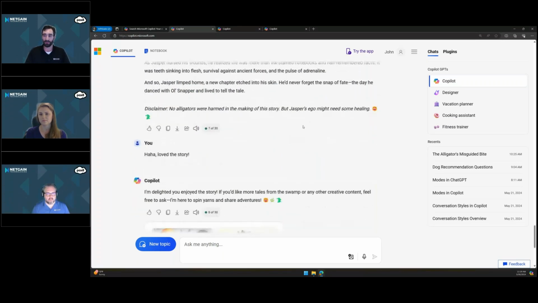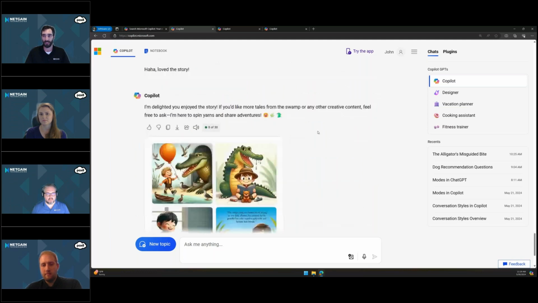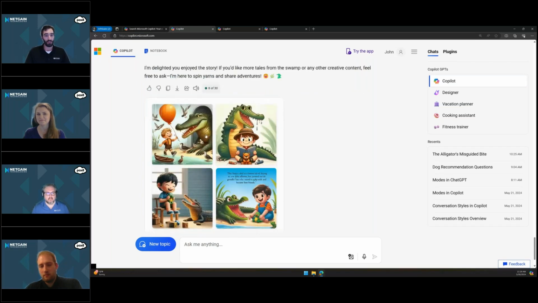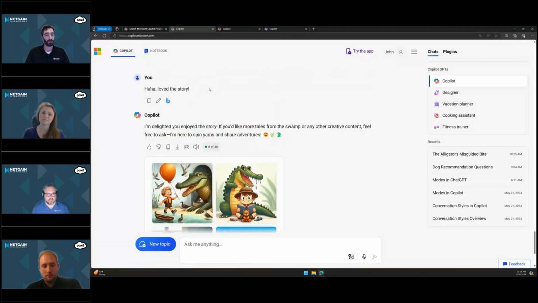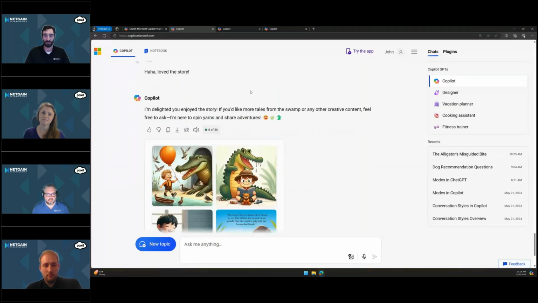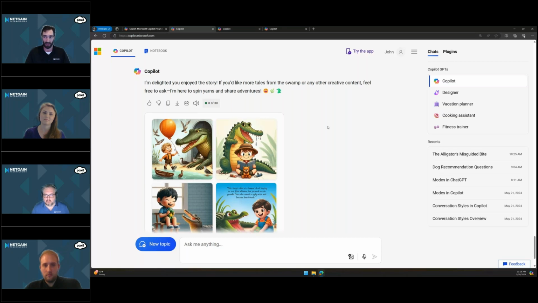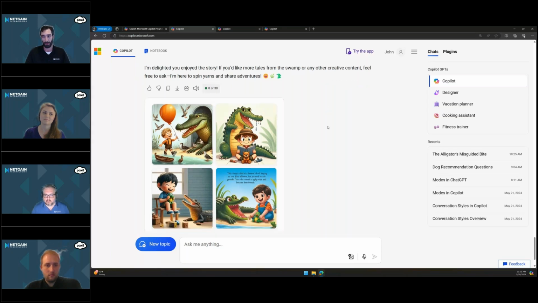You know what Copilot did for me? He told me he's just delighted that I enjoyed the story, and if I'd like more Tales from the Swamp or any other creative content, feel free. He went ahead and created images based on this story, only because at the end I just told him that I love the story. And so then he moved on. How you speak in the real world and in this world here matters. So be thankful, be nice, tell them that you enjoyed it if you did, and you'll probably get a little bonus like this.